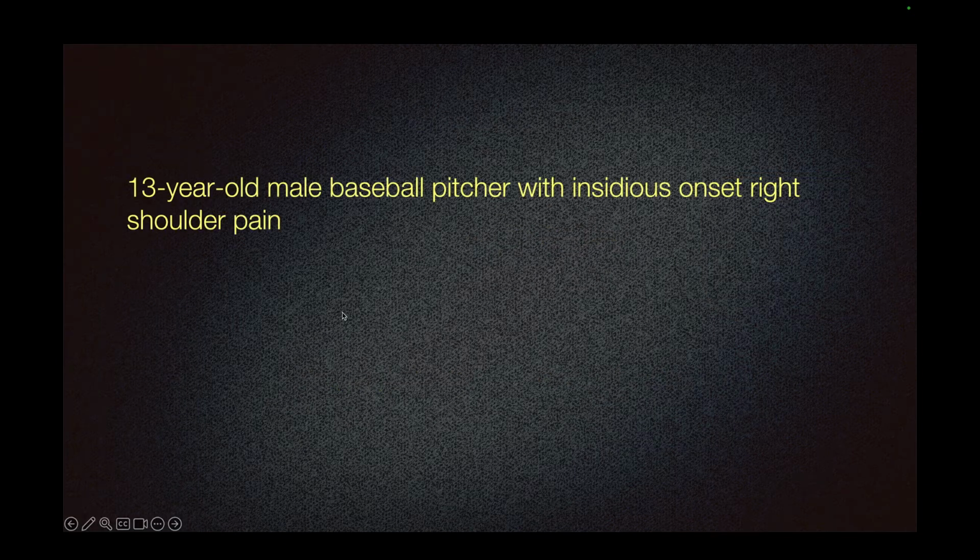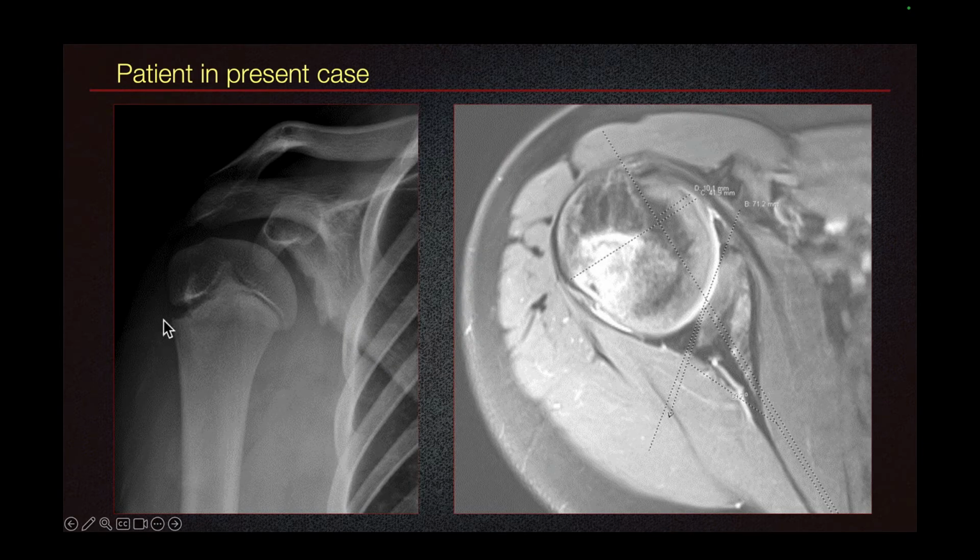We have a case of a 13-year-old male baseball pitcher with insidious onset right shoulder pain. The radiograph shows that there's subtle widening of the physis laterally when compared to medially in the proximal humerus. This is consistent with little leaguer's shoulder, also called epiphyseolysis of the proximal humerus.